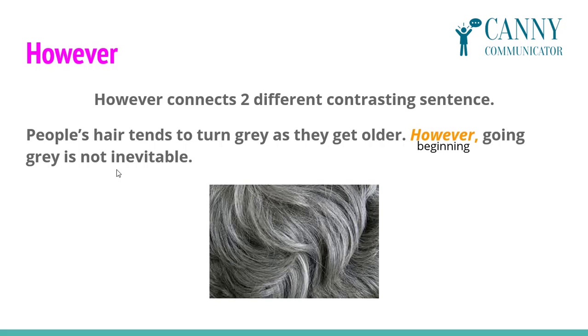However. However connects two different contrasting sentences. People's hair tends to turn grey as they get older. However, going grey is not inevitable. Okay, these are two sentences that are completely contrasting, and we link them together by using the connector however. We usually put however at the beginning of the sentence, followed by a comma.